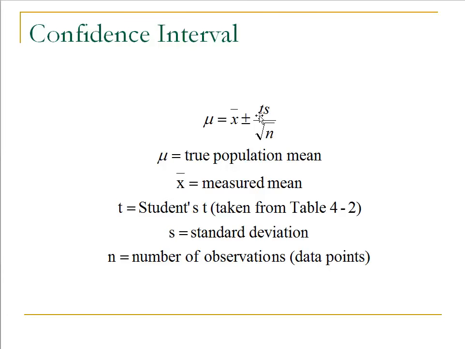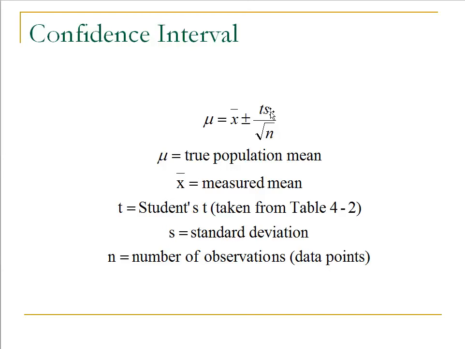So T represents something that we call student's T, taken from table 4.2. I'll show you that in a minute. The S, which represents standard deviation that we just learned about, divided by the square root of n, which is the number of data points. And that is how we calculate confidence interval.